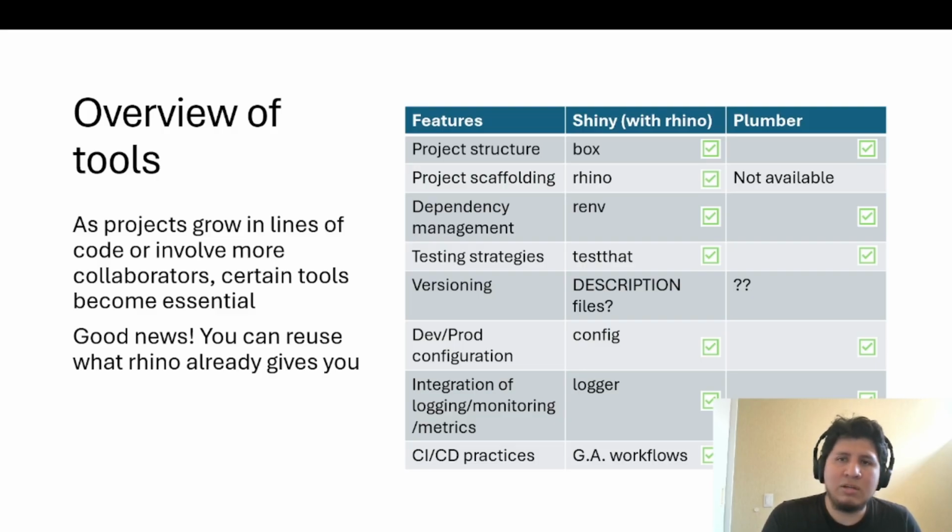Then you have other supporting functionality such as dependency management, testing strategy, versioning, dev/prod configuration, logging, CI/CD practices. I will argue that both Golem and Rhino are pretty good at providing this kind of tooling. But for Plumber, the idea I would like to share is that you can leverage what you already have for Rhino. I'm telling you this because I think the box functionality is pretty useful and allows you to scale pretty well.